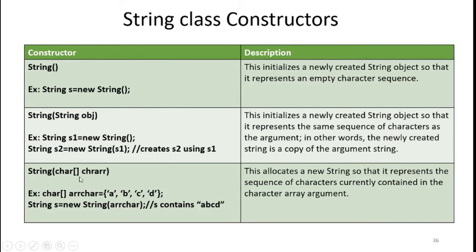Then the third constructor has the parameter that is the character array. This allocates a new string so that it represents the sequence of characters currently contained in the character array argument. So whenever you create the object S, it has the new string. And what is the new string? The contents of the character array, that is A, B, C, D. So here S will have the contents A, B, C, D.